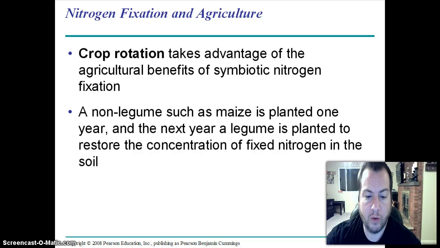Farmers do rotate crops, so they'll plant legume one year and then a non-legume, a nitrogen-depleting crop like corn the next year to help maintain soil fertility.